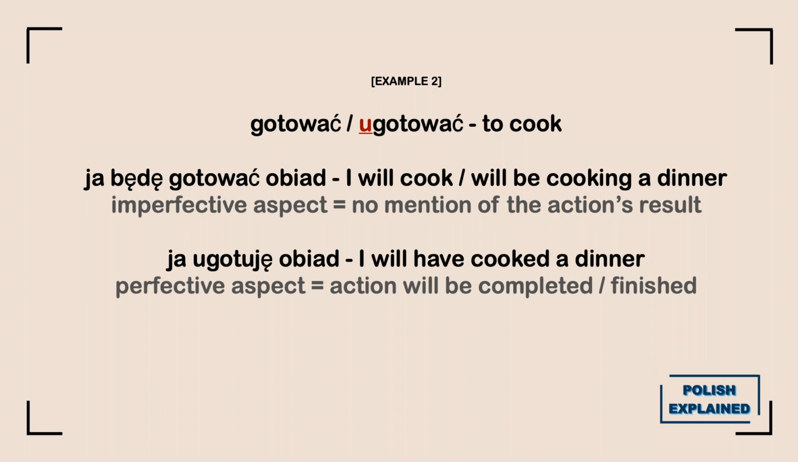Let's have a look at another example. Ja będę gotować obiad. I will cook a dinner or I will be cooking a dinner. Ja ugotuję obiad. I will have cooked a dinner. If we hear the second one, perfective ugotuję, means that cooking will have been successfully finished and we will have food to eat. The first one, imperfective, będę gotować, doesn't sound so optimistic. Maybe somebody will start cooking but won't finish, or it might not go well so there won't be anything to eat.